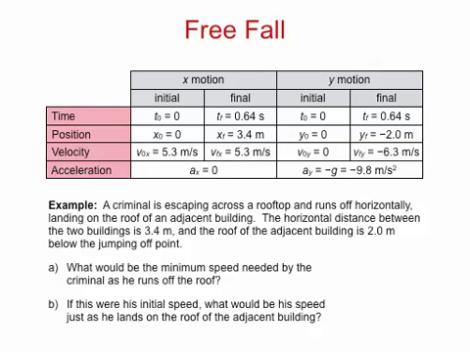What would be the minimum speed needed by the criminal as he runs off the roof? Well, that's just v naught x, which we found to be 5.3 meters per second. And if this were his initial speed, what would be his speed just as he lands on the roof of the adjacent building? Well, that's just v sub f, the magnitude of the final velocity vector, which we found on the last slide to be 8.2 meters per second.